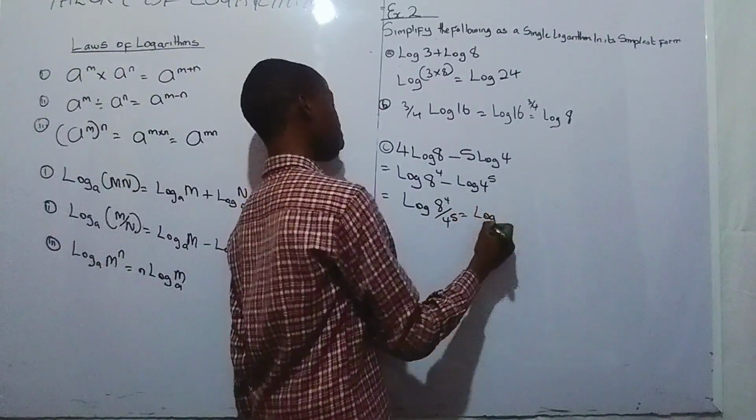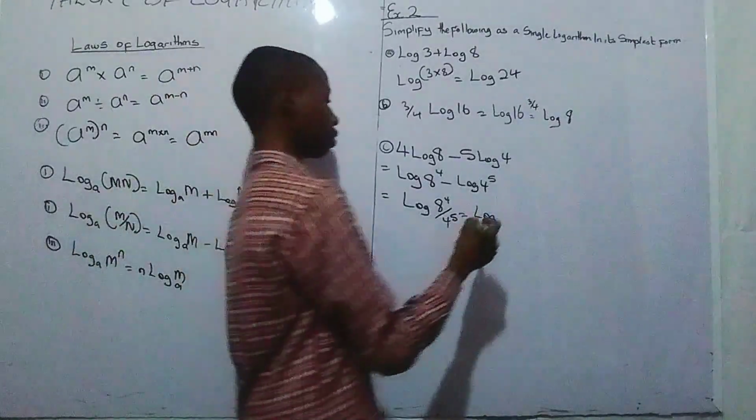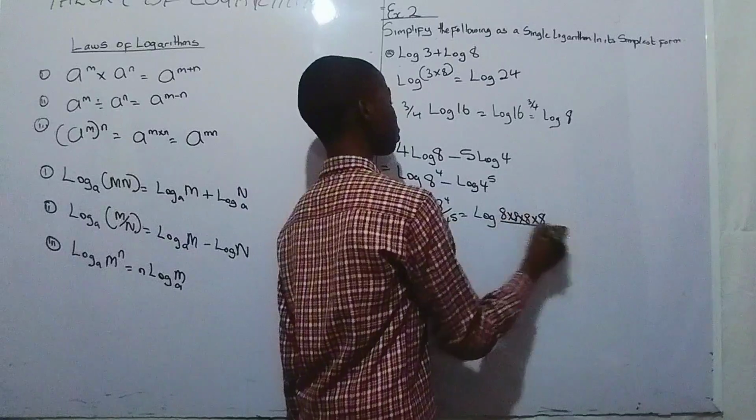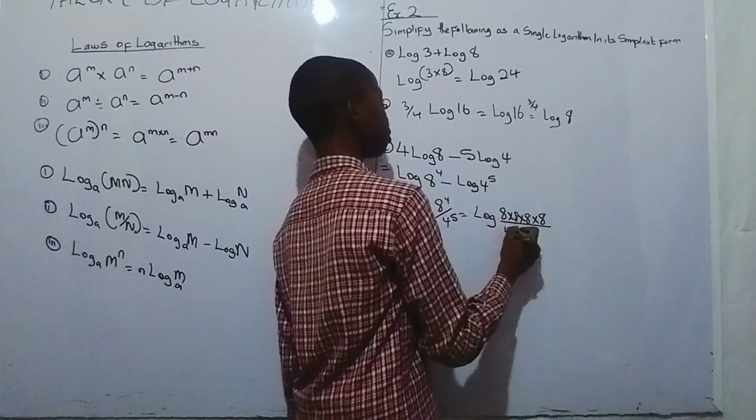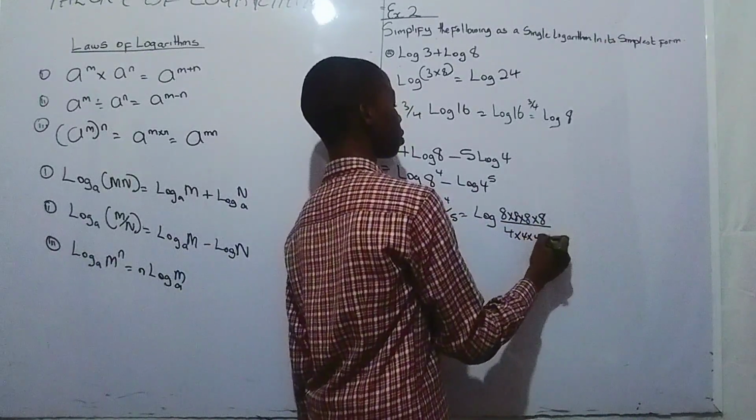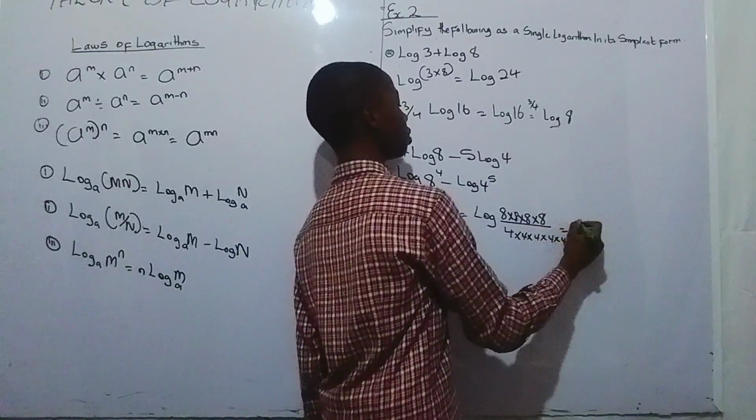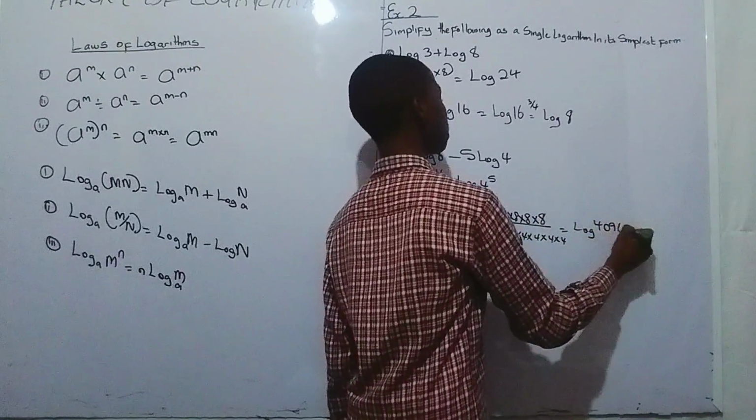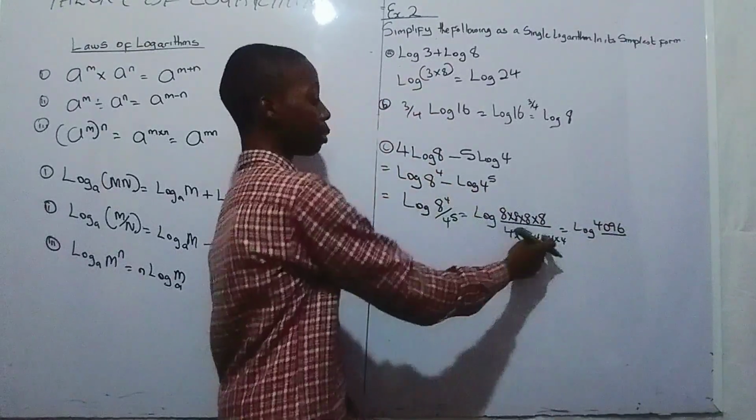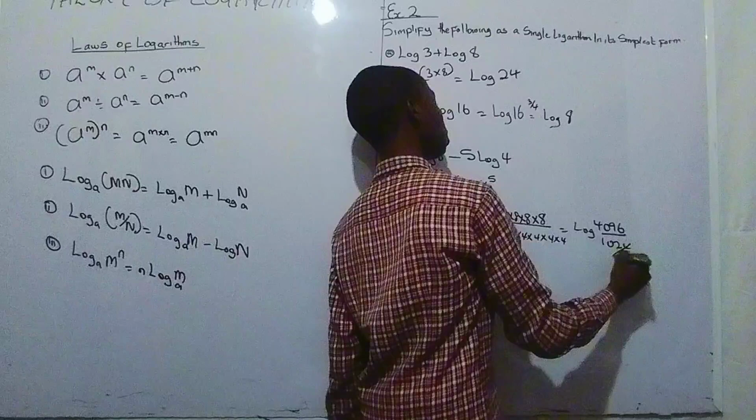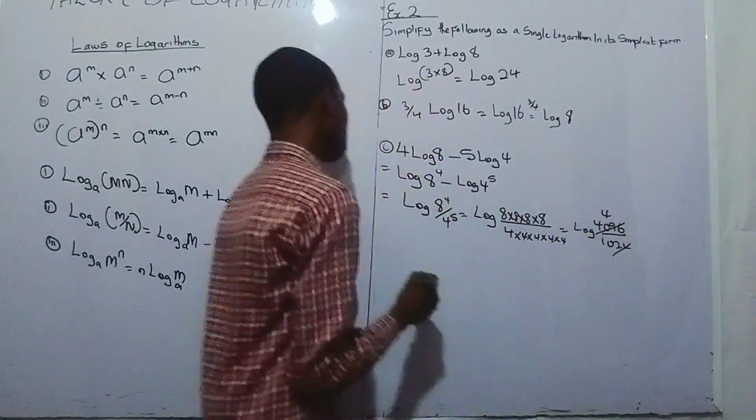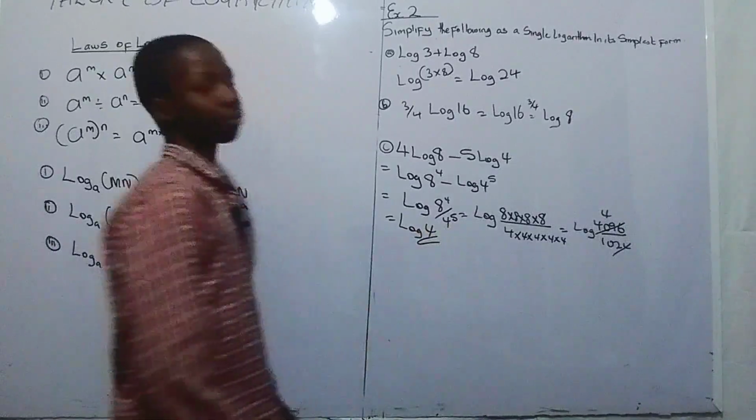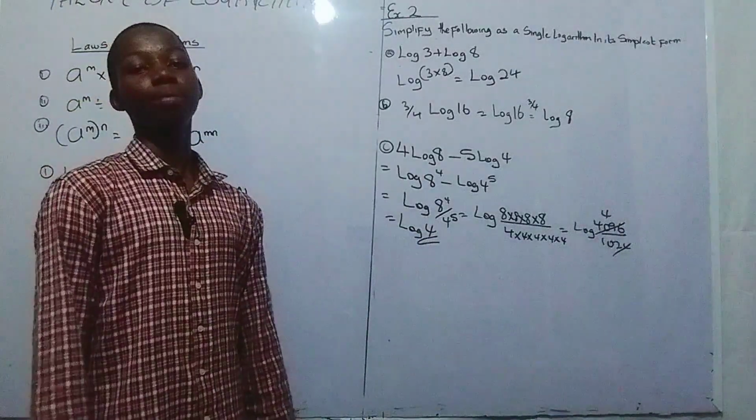That is log 8 raised to the power 4, that is 8 multiplied in 4 places, 8 times 8 times 8 times 8. 4 raised to the power 5, 4 multiplied in 5 places, 4 times 4 times 4 times 4 times 4. That is log, 8 multiplied in 4 places, that is 4096. 4 multiplied in 5 places, that is 1024. This goes here, this goes here, 4. So the final answer to that is log 4. So that's the final answer.